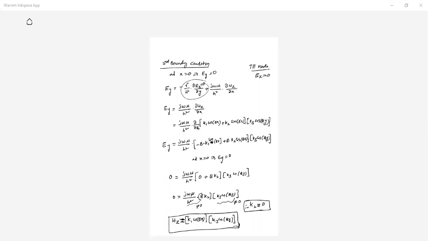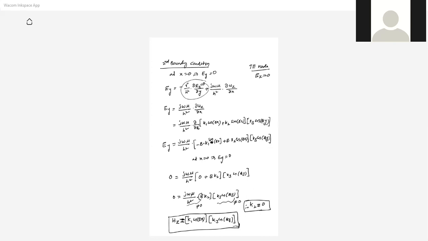Please observe a small variation between TM mode and TE mode. In TM mode, we directly take Ez and apply it to the boundary conditions: at x is equal to 0, Ez is 0; at x is equal to a, Ez is 0; at y is equal to 0, Ez is 0; at y is equal to b, Ez is equal to 0. Here it is a little bit different. In TE mode, I am not taking Hz directly. I am taking the help of the Ex and Ey equations to derive the expressions.